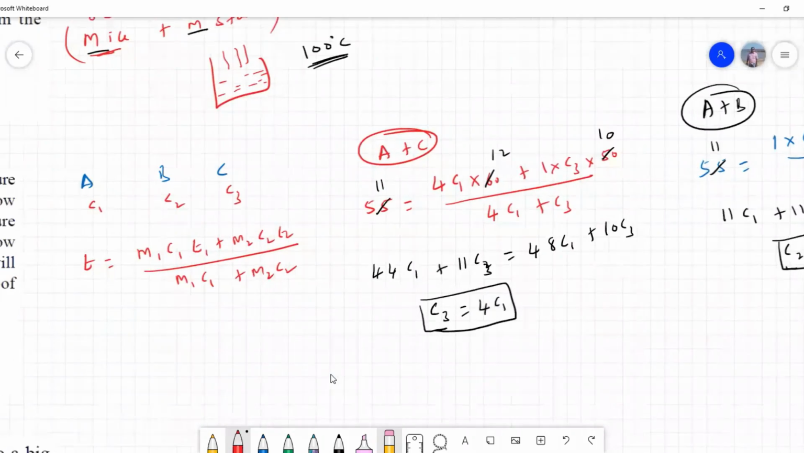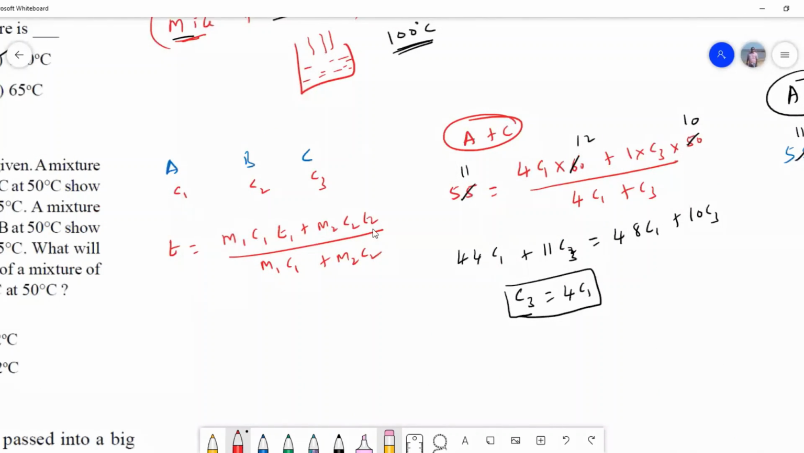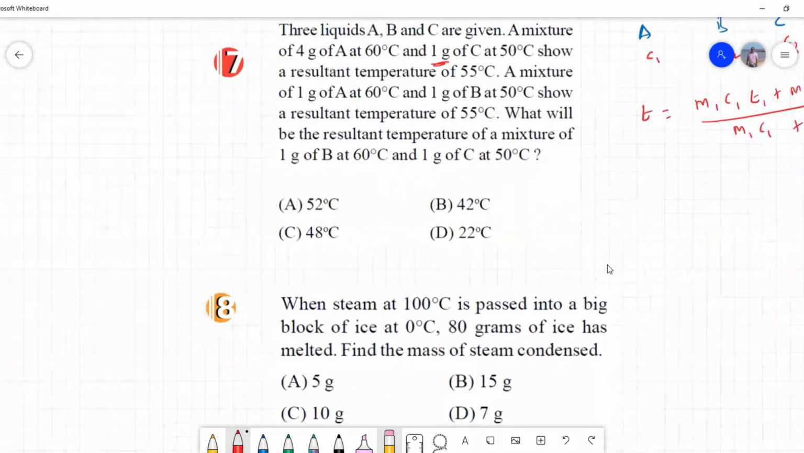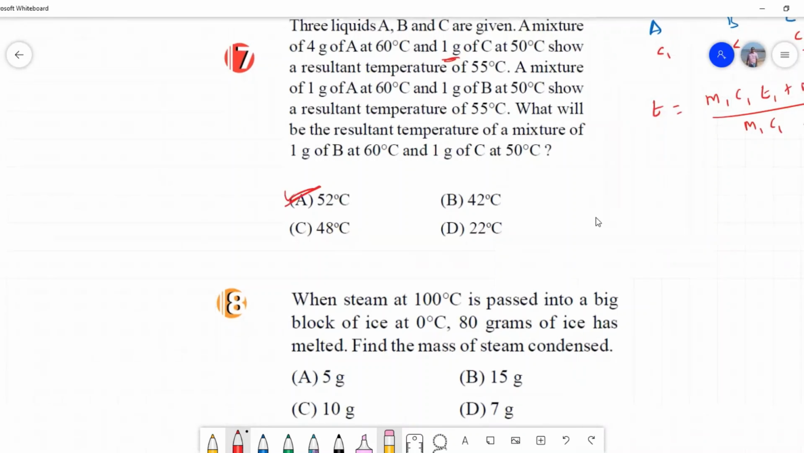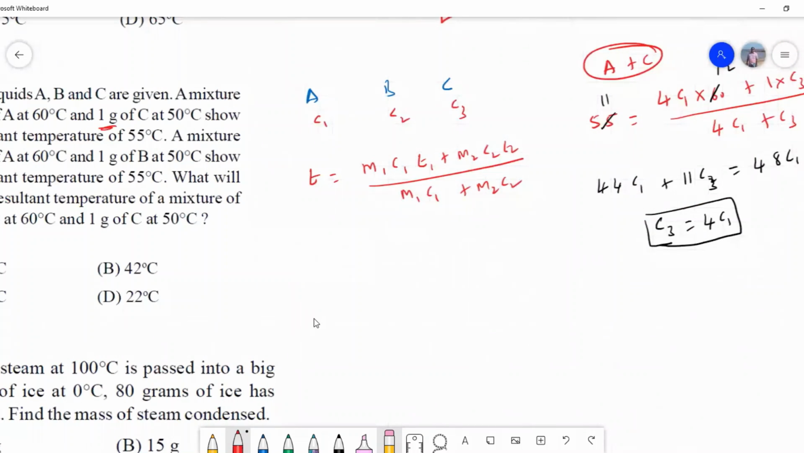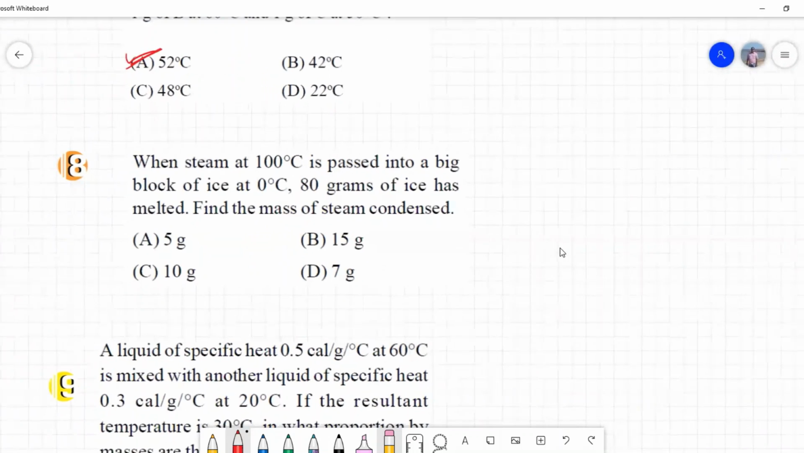So this problem is lengthy. Why? Because we have to use the same formula 3 times. So the answer is option A, 52 degrees centigrade. So you need to be careful while simplifying and you can easily get the answer. Let me solve problem number 8. Here what is given?